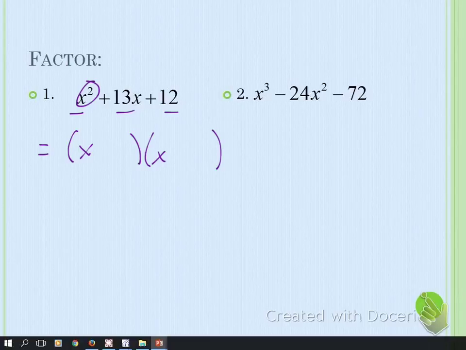So factors of 12 would be 1 and 12, 2 and 6, 3 and 4. And of course the negatives: negative 1, negative 12, negative 6, negative 2, negative 3, and negative 4. But here's the thing. We're looking for factors now that will add to 13, positive 13. Two negative numbers cannot possibly add to a positive 13, so we don't have to worry about these negative factors. Just these positive ones, right?